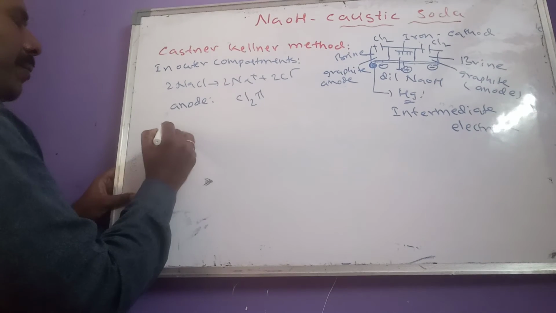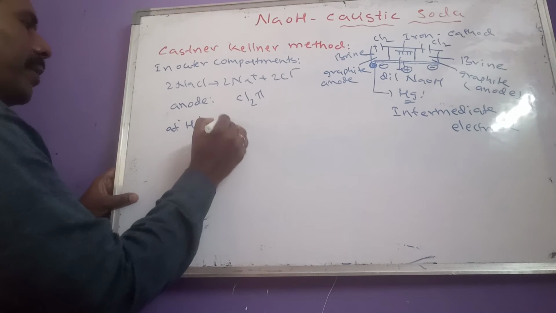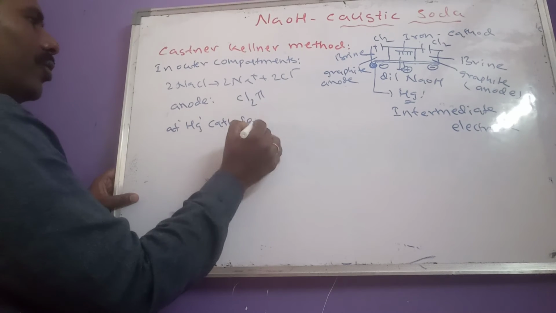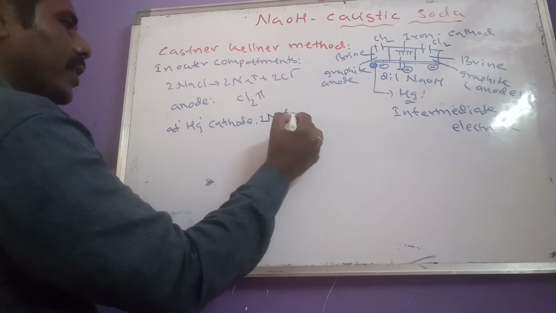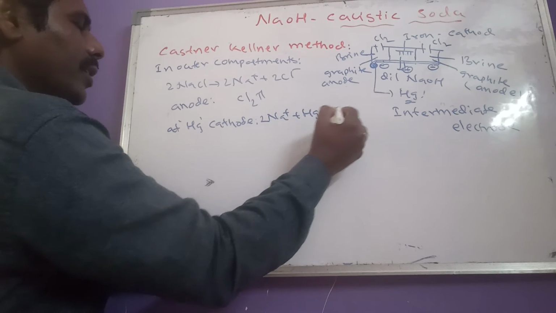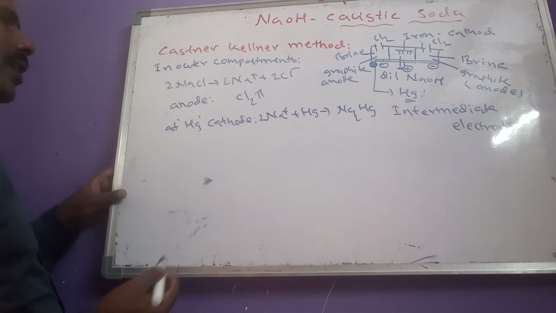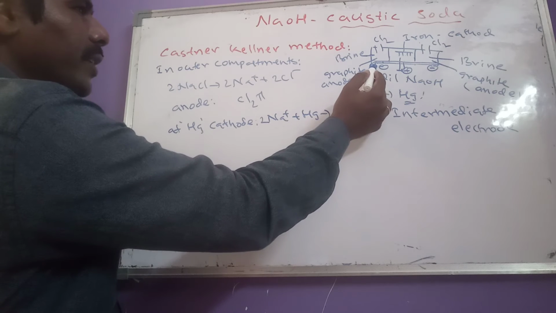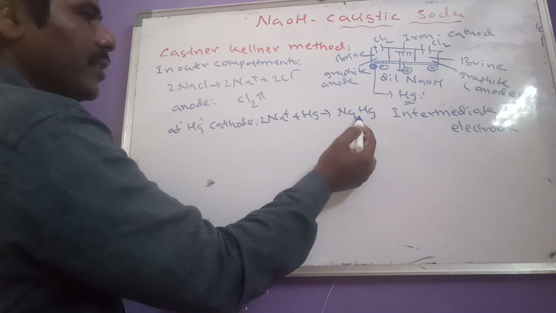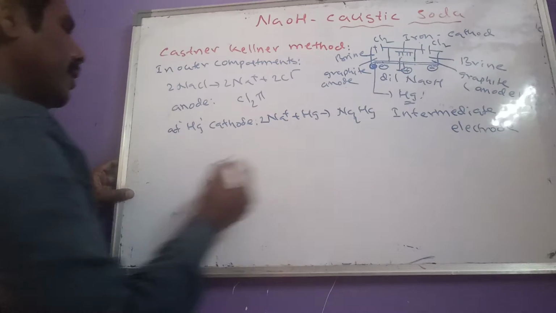Now at the mercury cathode, because in the outer compartments mercury acts as a cathode, these Na+ ions move towards the mercury cathode and form sodium amalgam. Now, by using this eccentric wheel, this sodium amalgam is brought into the middle compartment.